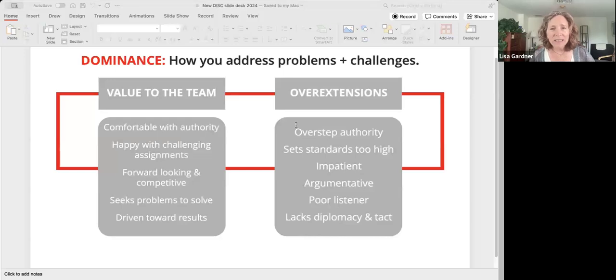In their overextensions, they'll often set standards that are too high for people to meet. They can be really impatient, argumentative, poor listeners, and because they are so strongly goal-oriented and not people-oriented, they'll often lack diplomacy and tact.